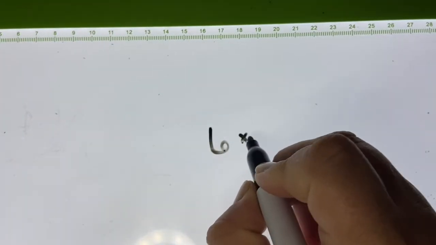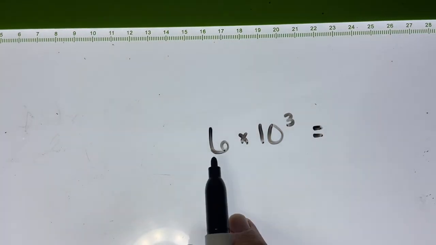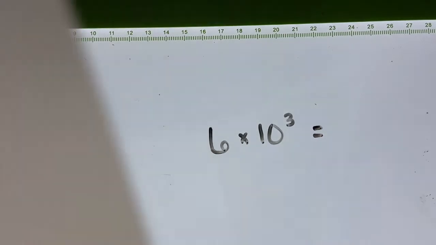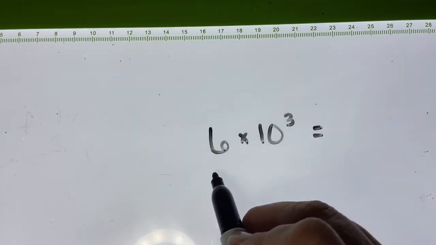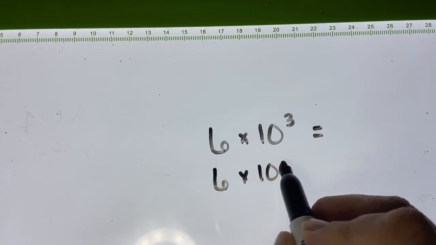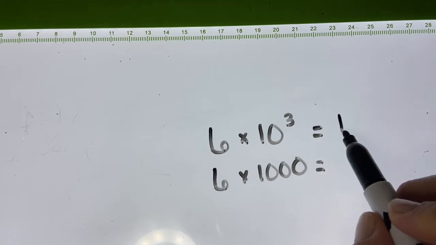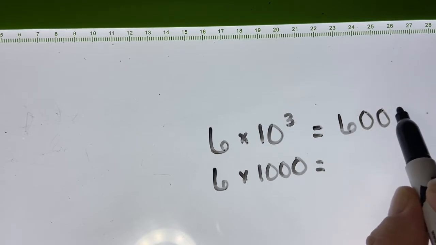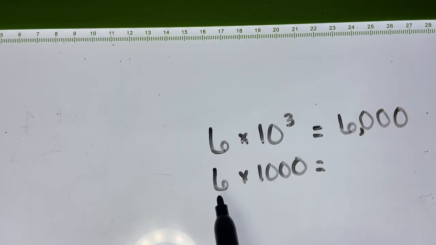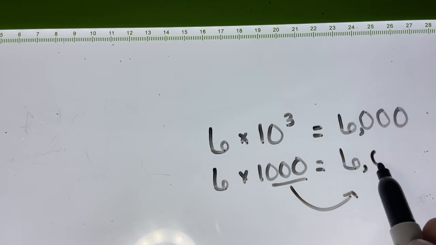What if I have 6 times 10 to the 3rd power? I can break this up and say, okay, well, I know that 10 to the 3rd power is 1,000. So I could rewrite it and say 6 times 1,000 equals, or I could simply say 6 times 1 is 6. How many zeros do I need? 3. 1, 2, 3. It's the same thing as saying 6 times 1. Bring my 3 zeros over.